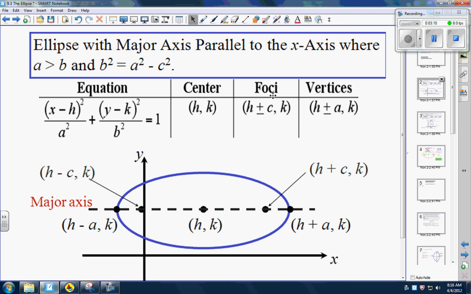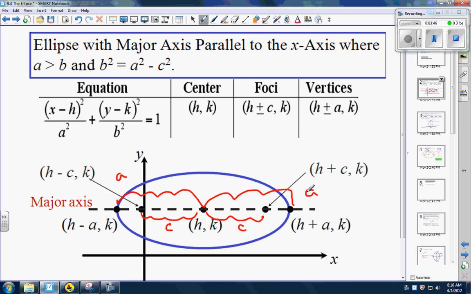Okay. Foci now are center h plus or minus c. So this little distance from there to there is a C, and this distance from there to there is a C. So we want a plus and minus to get there. The K is going to stay the same. Vertices, H plus A, so all the way out to here, that's a vertice, that's an A. All the way out to here is another vertice, there's an A. Okay, so we said the major axis was always 2A.